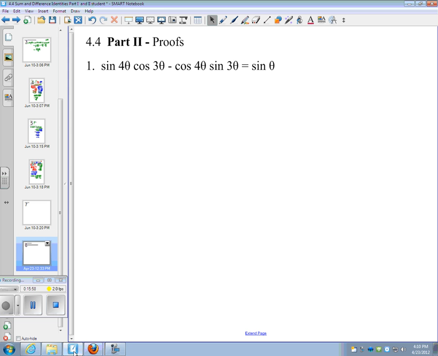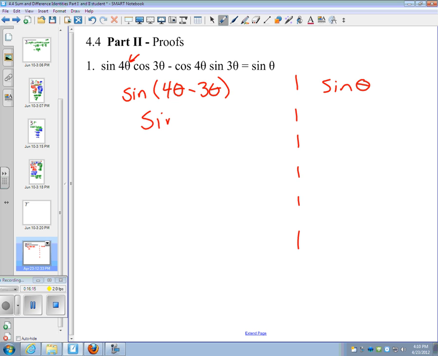Okay, so this is equal to the sine of 4 minus 3. Just looking at that pattern, okay? And I want to show that this is the same as sine theta. Well, 4 thetas minus 3 thetas means I just have theta, and that is what I wanted to show. So that one's almost too simple, hey?